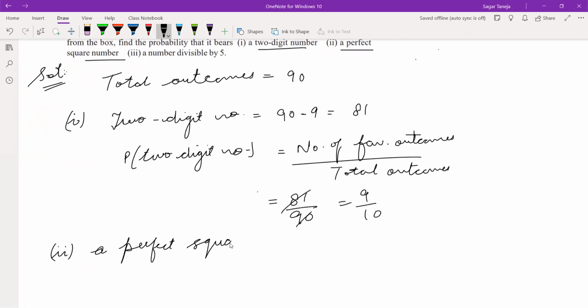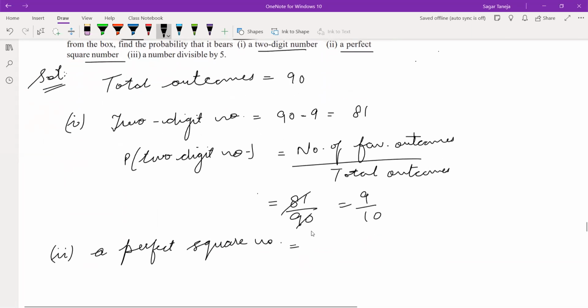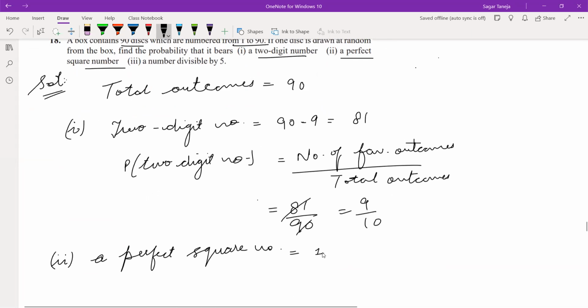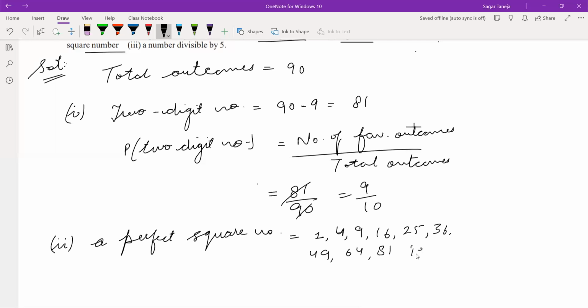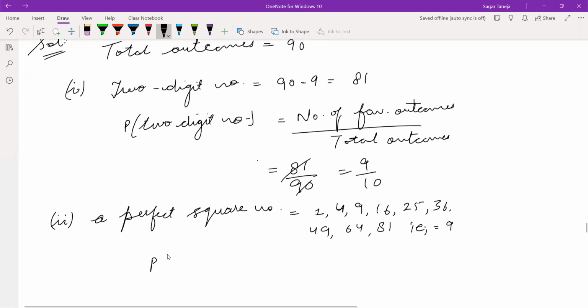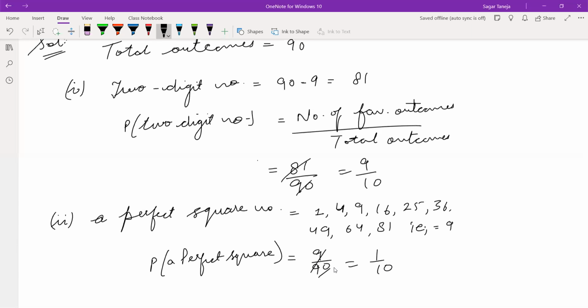Perfect square number. So how many are perfect squares from 1 to 90? So first of all, we have 1, that is a perfect square, then 4, then the square of 3, 9, square of 4, 16, square of 5, 25, square of 6, 36, square of 7, 49, square of 8, 64, square of 9, 81, and square of 10 will be 100. So how many do we have? We have only 9. So the probability of getting a perfect square is 9 by 90, that is 1 by 10.